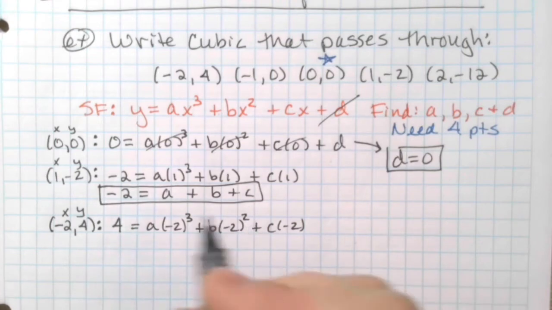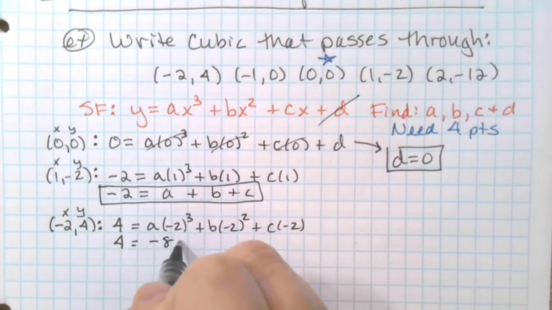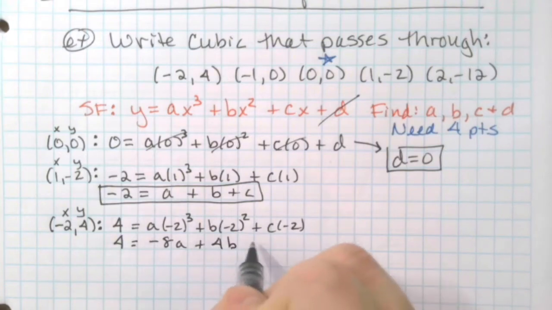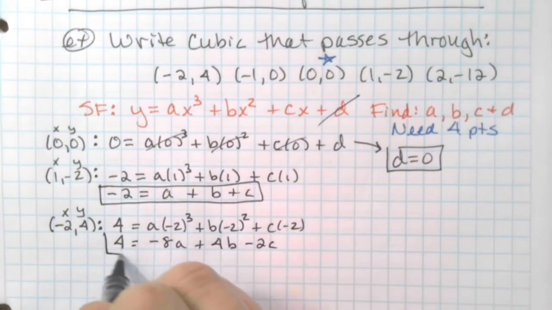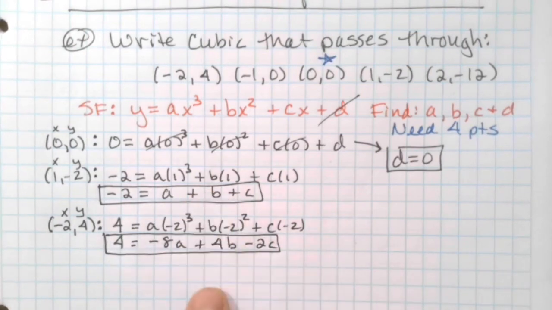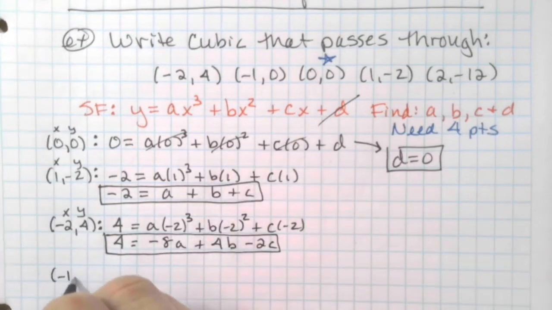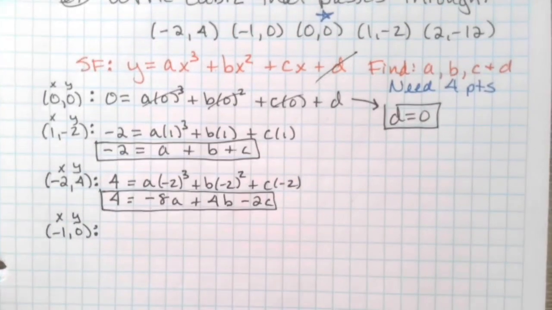Okay, so 4 equals -8a plus 4b minus 2c. There is our second equation. 3 unknowns, 3 equations. I need one more point. I'm going to pick -1, 0. Again, I like the easy ones. So x is -1, y is 0.